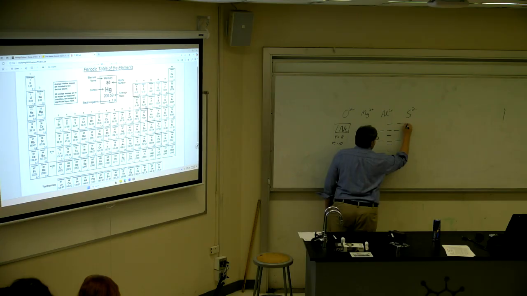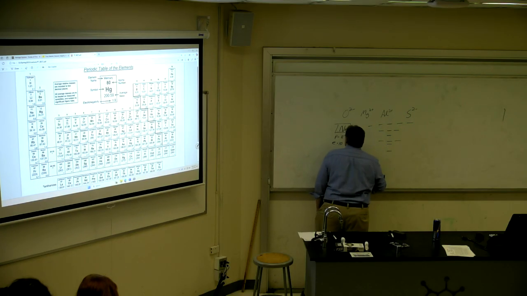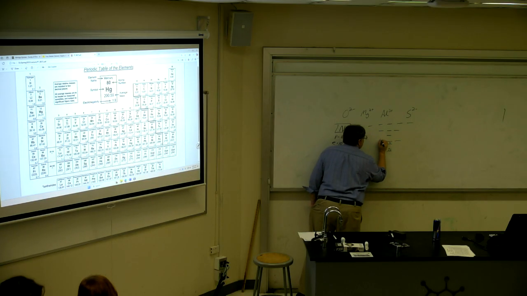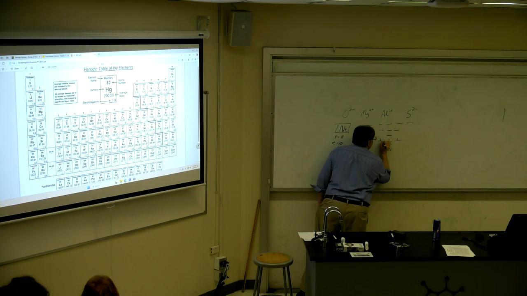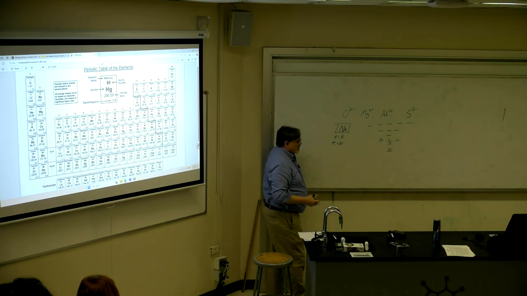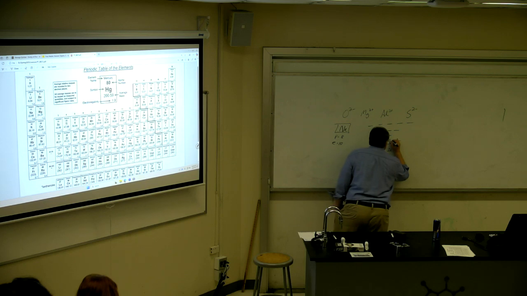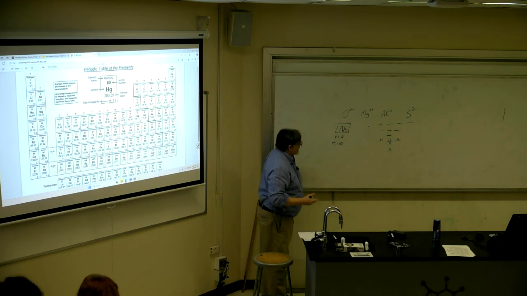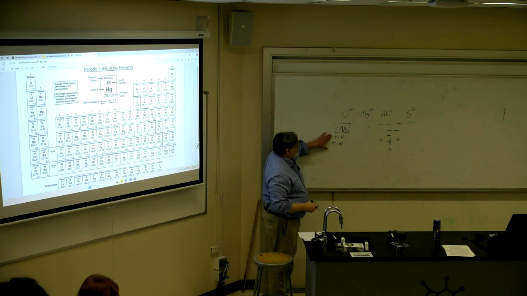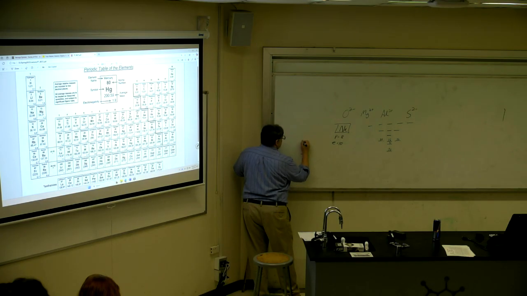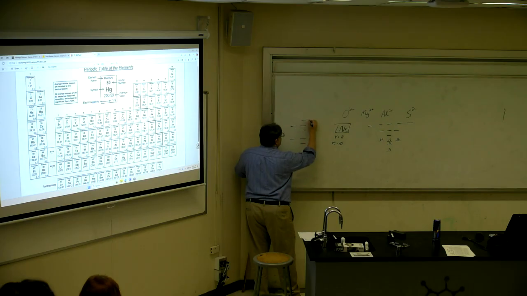Electron configurations: 1s2, 2s2, 2p4. 8 protons, 1, 2, 3, 4, 5, 6, 7, 8. That's the electron configuration of neutral oxygen. When it gains 2 more electrons, it does that. It has a 2 negative charge because it had 8 protons in it.